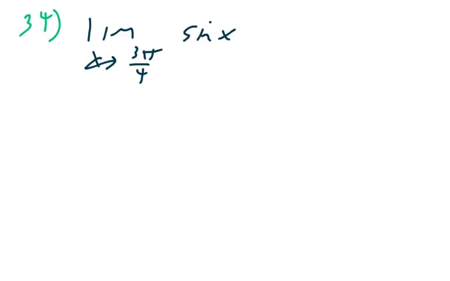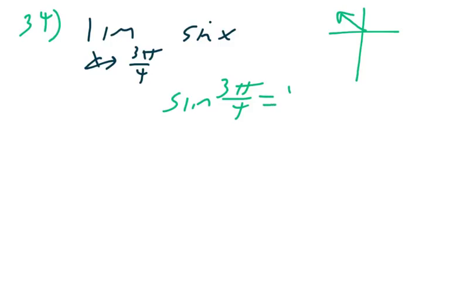Okay, problem number 34 is just a direct substitution. So we do the sine of 3 pi over 4. 3 pi over 4 is in the second quadrant, so the answer is going to be positive. Remembering our unit circle, we get the square root of 2 over 2.